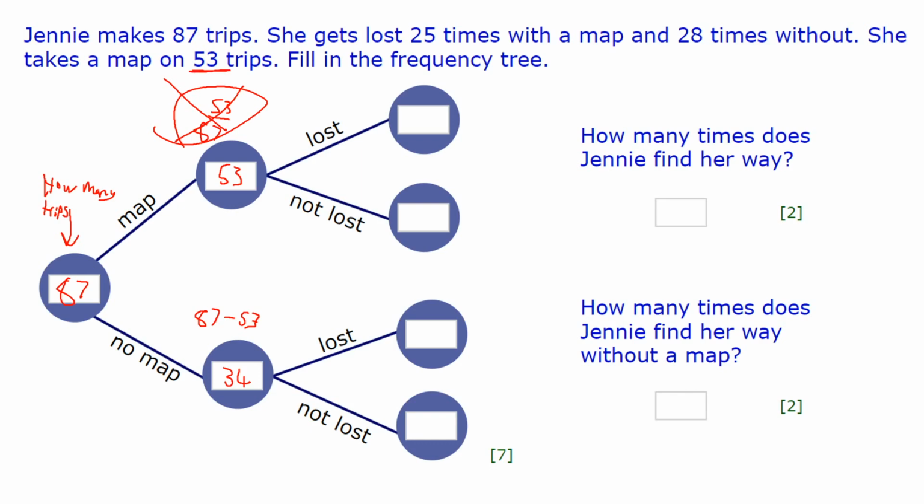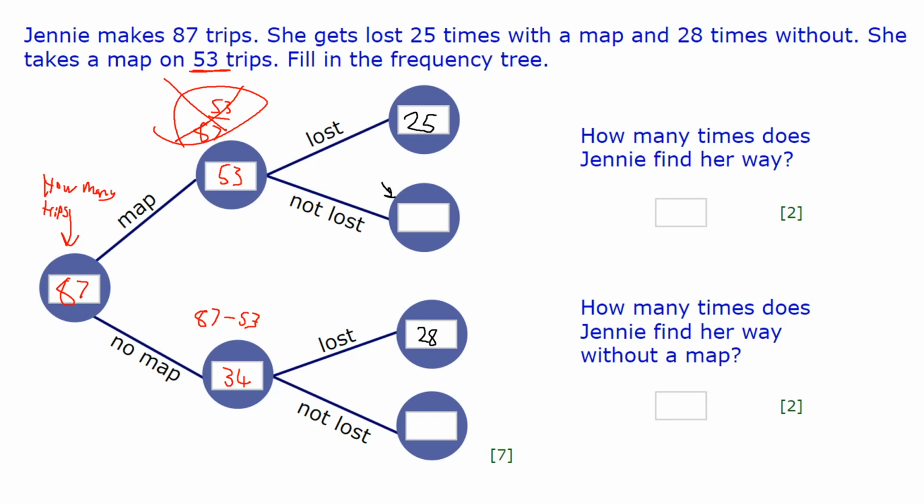Now, we're told that she gets lost 28 times without a map and 25 times with a map. So when she gets lost without a map, she gets 28 times lost. So she's quite useless, to be honest. And 25 times with a map. So she's double useless. Like, geez. Install maps or something. Now what we're going to do is we're going to find how many are not lost.